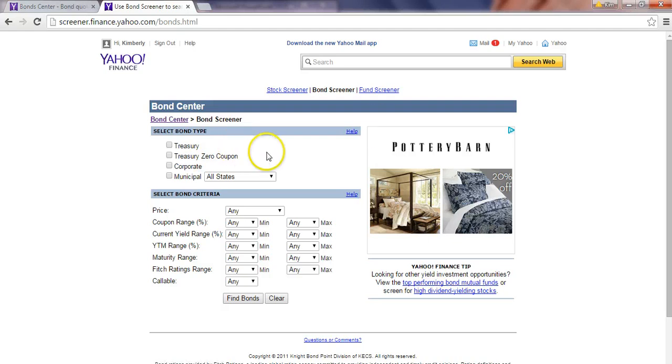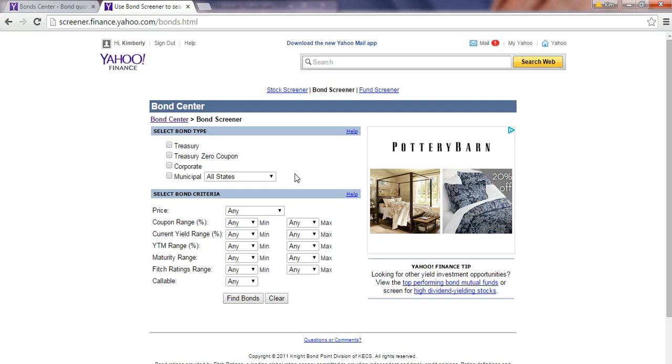New page. Right here, select bond type. There are four flavors of bonds. We have Treasury bonds, federal government; Treasury zero coupon, which I'm excluding for right now; corporate bonds issued by corporations; and lastly, munis. Muni would be government bonds at the state, local, or any other jurisdiction level. Okay, just not the federal government, something other than the federal government.